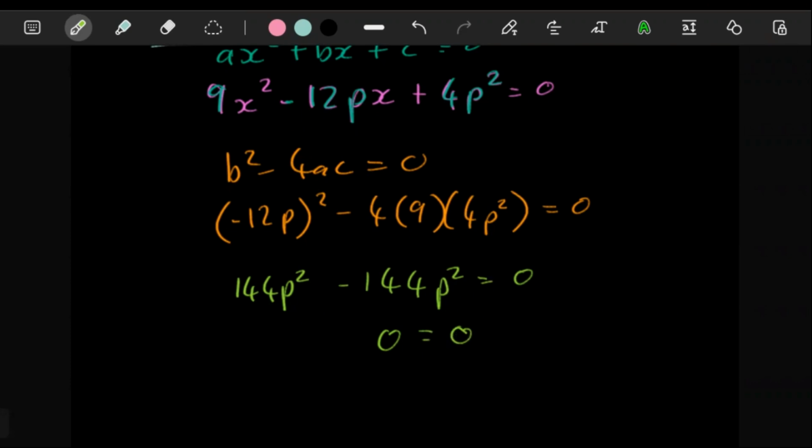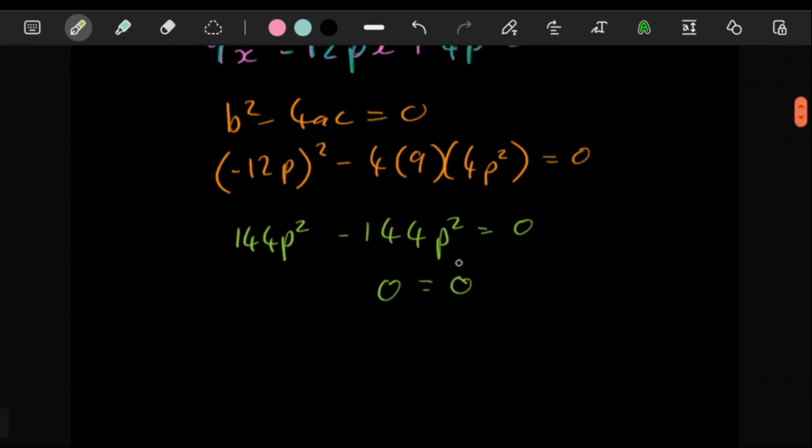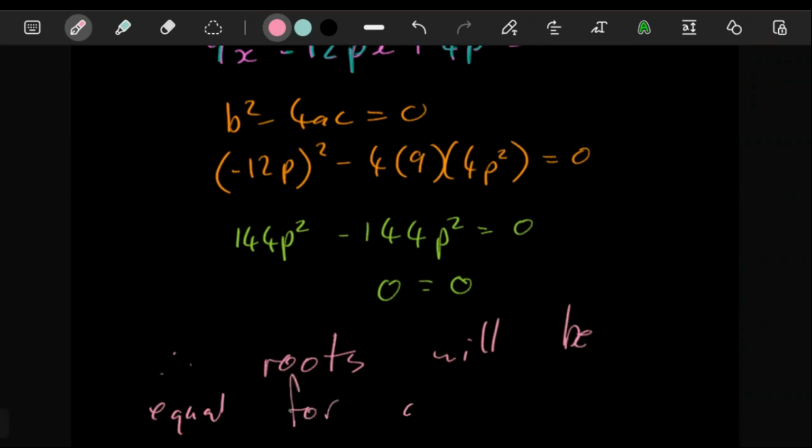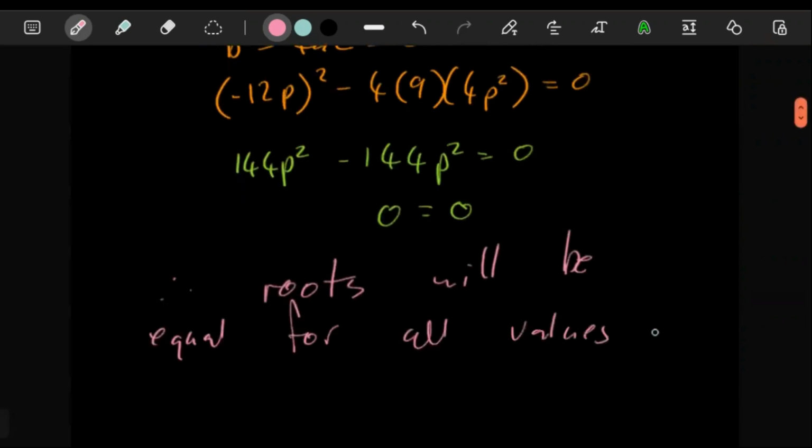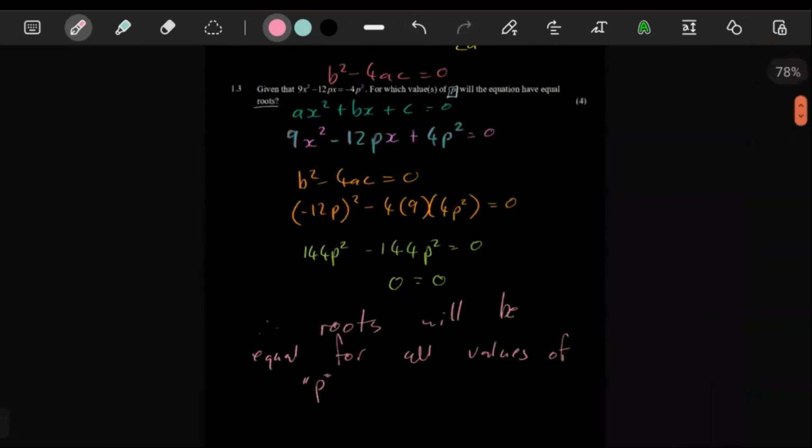What this statement is practically saying is that this is 100% fine, because remember, we wanted to work out values of p where this is going to be equal to 0. Now this is telling us that regardless of whatever value of p that you put in, your roots will always be equal. That's what this is saying. So here we can say, therefore, roots will be equal for all values of p. There we go. The roots will be equal for all values of p.